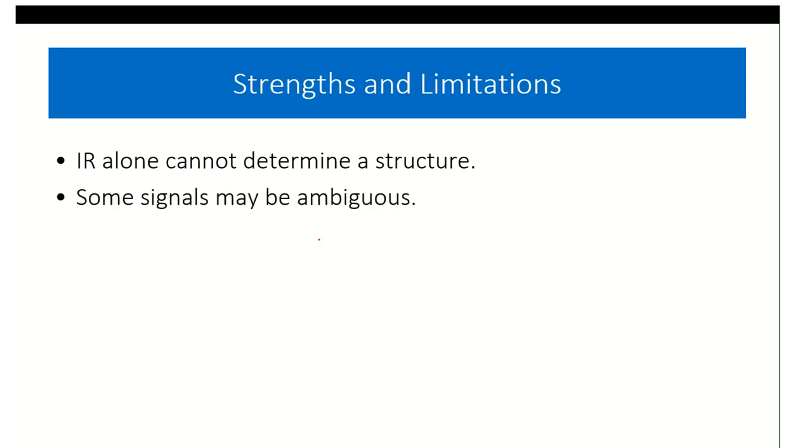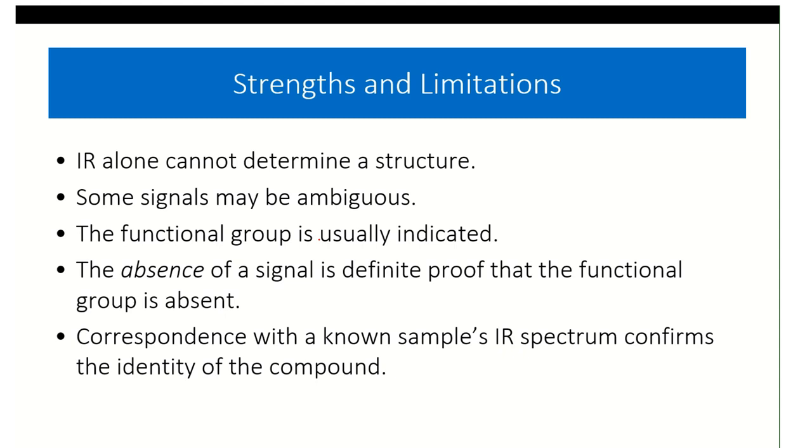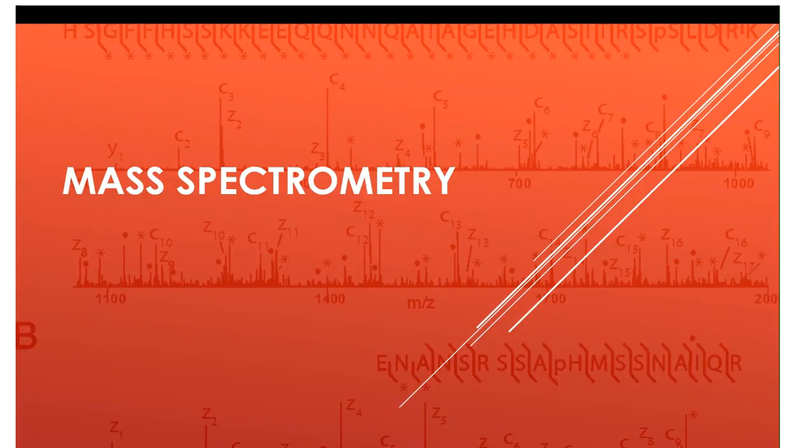Limitations of the infrared. Yeah, you can see that we cannot determine the structure on its own. It's quite difficult. We can elucidate some functional groups, but it's really tough, because some of the signals are ambiguous. And the absence of a signal is not proof that the functional group is absent. Alright, so what we need to do is go to another technique, and this is mass spectrometry.